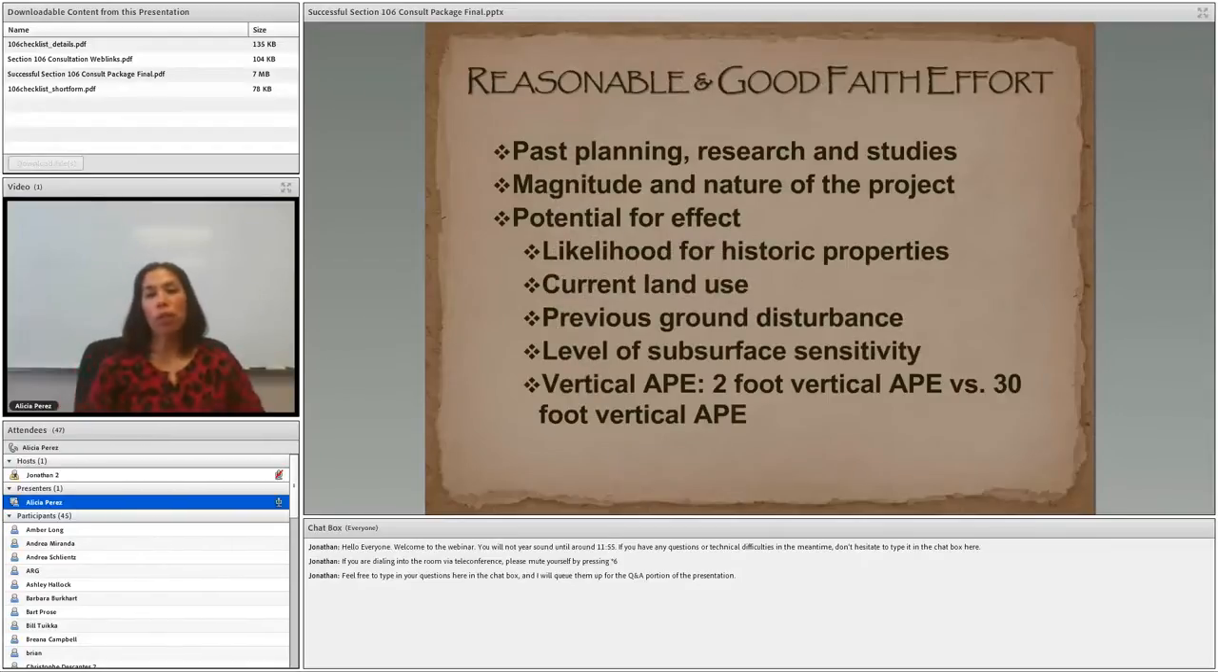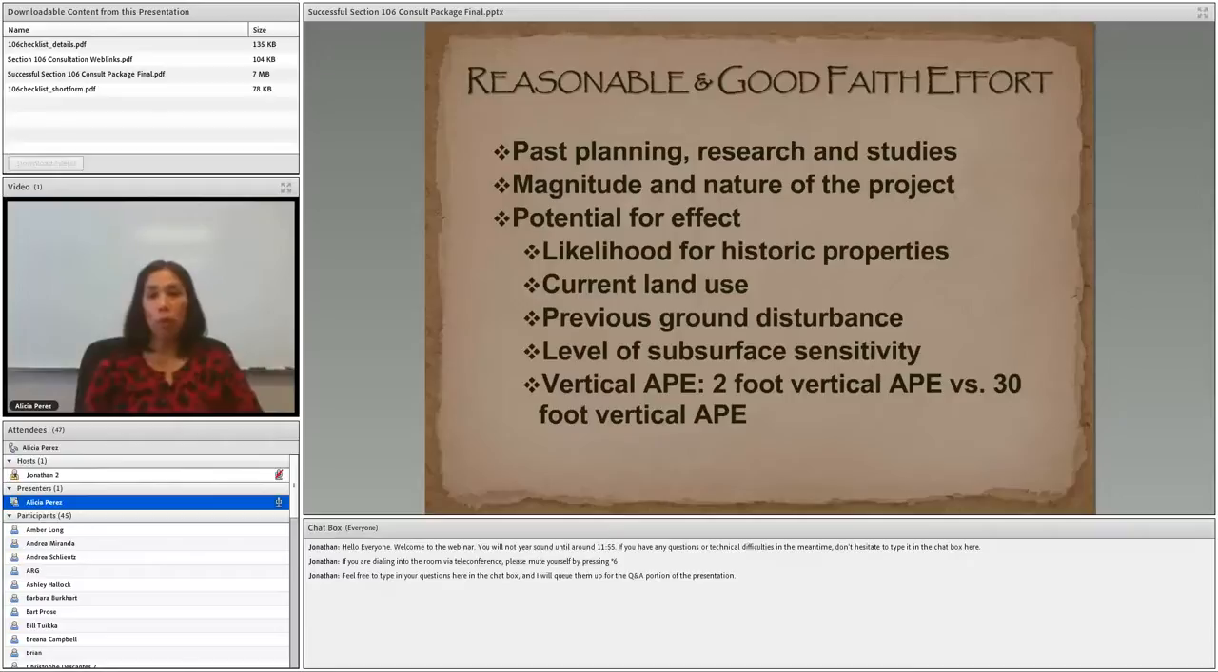So what is a reasonable and good faith effort? It depends. It depends on the undertaking, and it depends on the potential for effect. And also past planning and research studies. Perhaps these are still valid, so you can use those rather than update anything. Again, the magnitude and nature of the project or undertaking is going to greatly influence your efforts. And potential for effect. So what is the likelihood for historic properties within the APE? Current land use, again, plays a huge role.